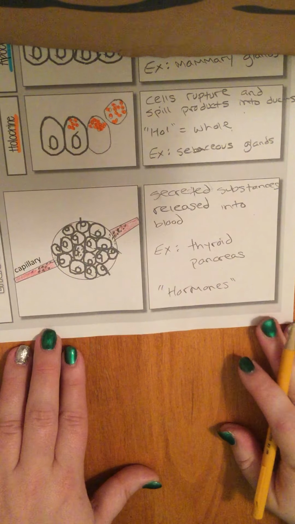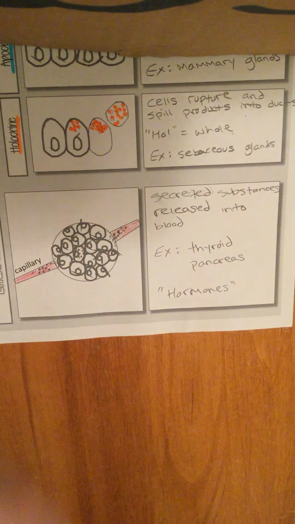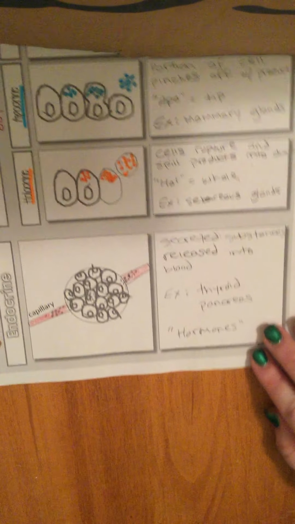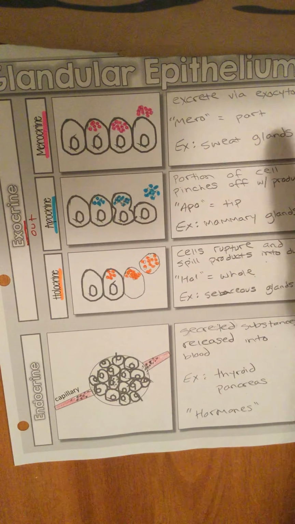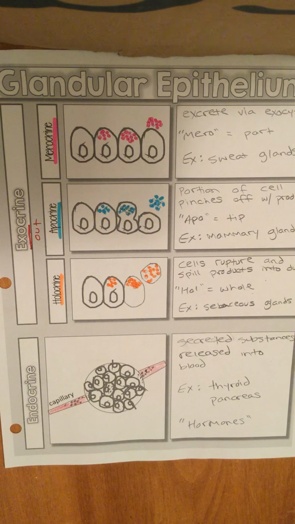So the main big takeaway difference here is your endocrine glands are what's releasing your hormones that will go signal other things. These other glands release other things like sweat or milk or oil. When we do the skin and all the other parts of the body that have these glands, we'll talk more about them. We're just kind of talking real quick about them here while we do epithelium.